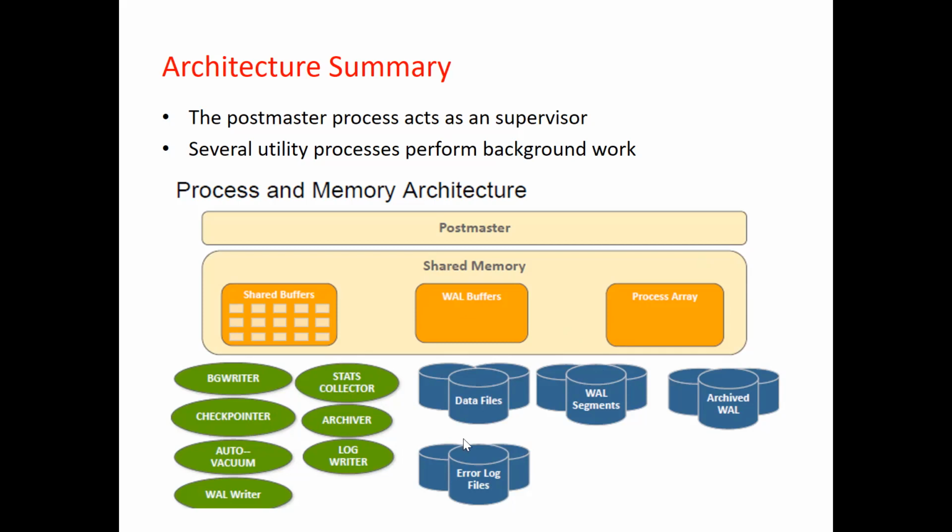Checkpointer, now checkpoint is a trigger. So when does the WAL buffer write to the WAL segments? It writes on every commit. Whenever a commit occurs, WAL buffer will push the data to the WAL segments. But from the shared buffers, when will it write to the data files? Shared buffer will write to the data file at every checkpoint. The checkpoint is a triggering event which occurs almost every 5 to 10 minutes.